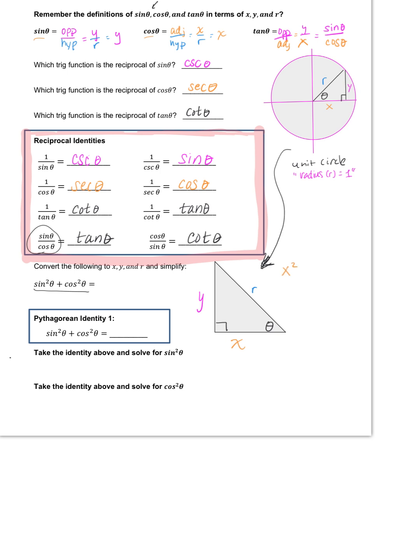R is, we know that from that. So from the unit circle, like we said earlier, the radius is equal to 1. So now let's just put that in there. So we have x squared plus y squared now equals, r is now 1 and it's squared.